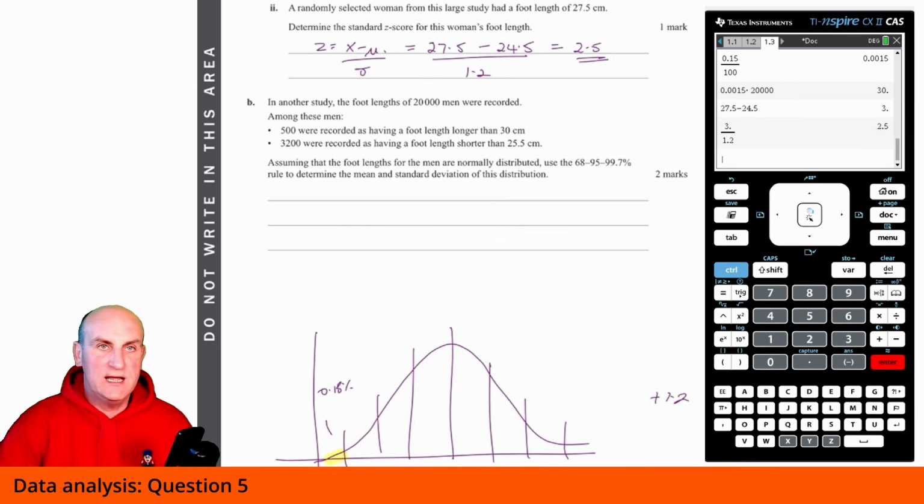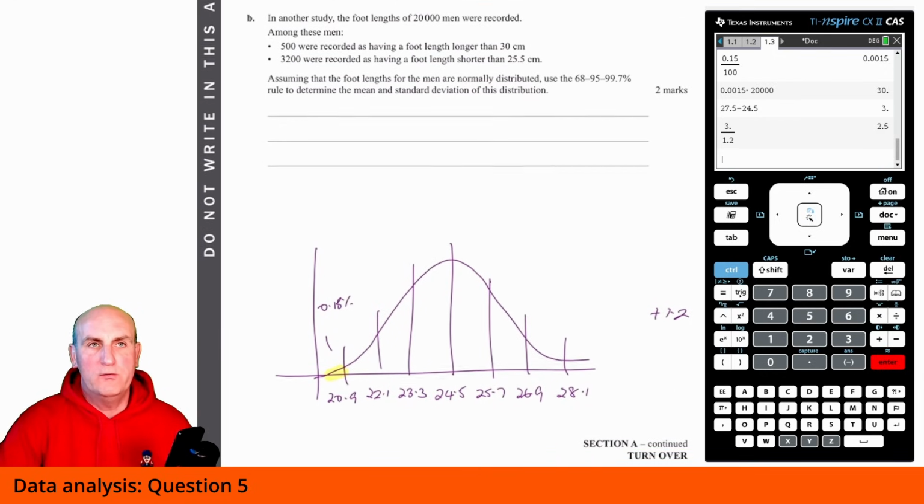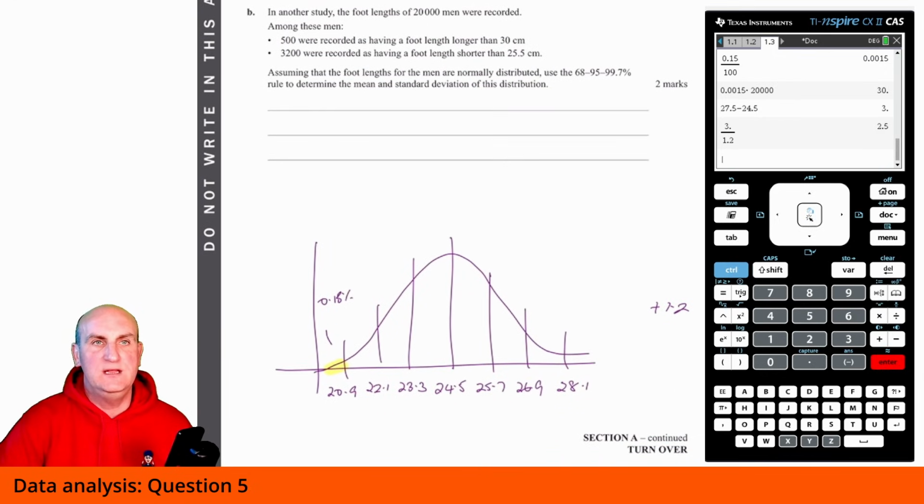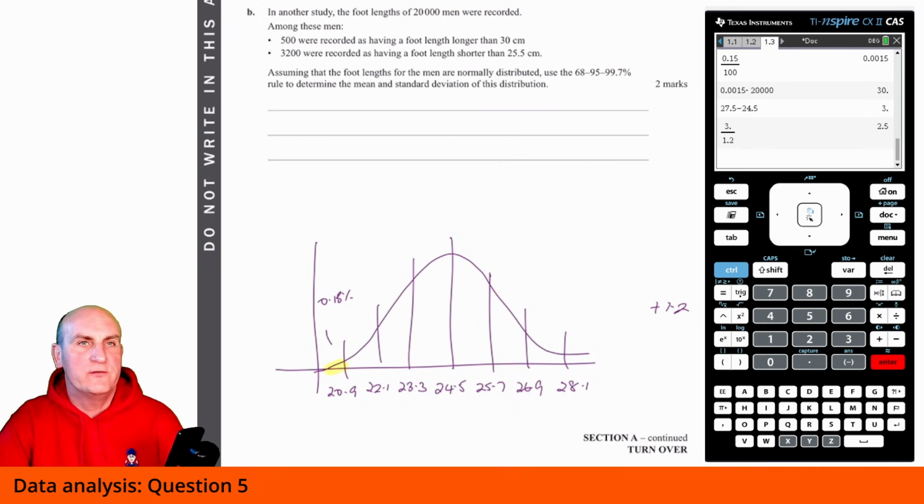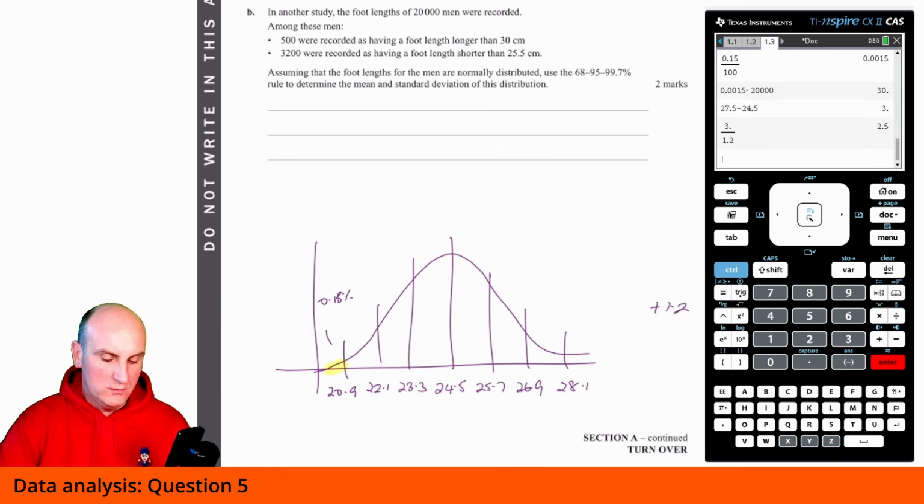In another study, the foot lengths of 20,000 men were recorded. Among these men, 500 recorded as having a foot length longer than 30 centimeters, and 3,200 recorded as having a foot length shorter than 25.5. Assuming that the foot lengths of the men are normally distributed, use the 68, 95, and 99.7% rule to determine the mean and standard deviation of this. 500 recorded. Oh, I like this one.